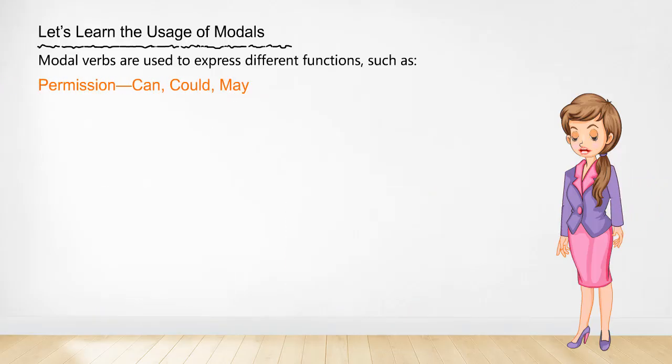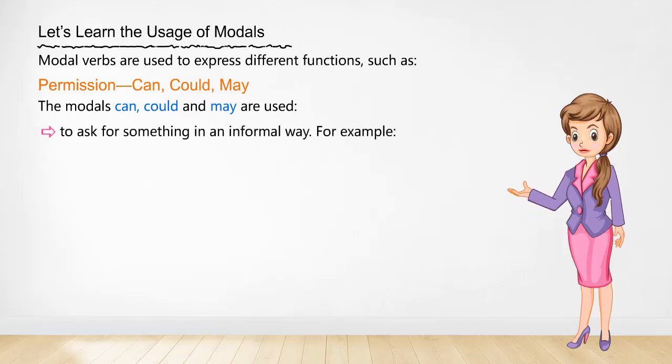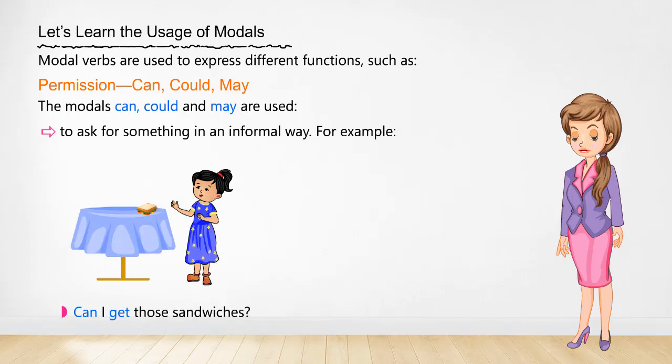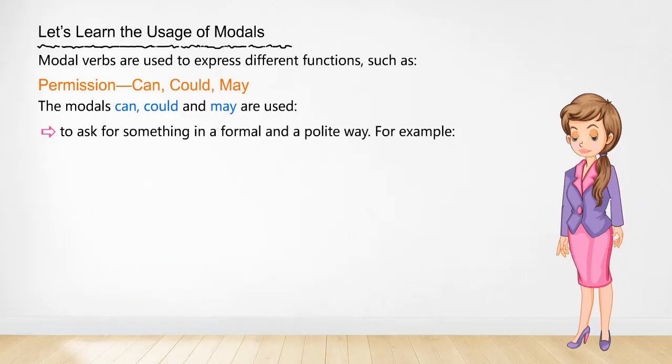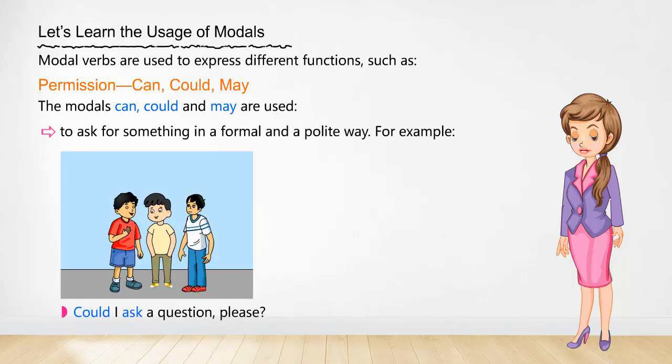Permission: can, could, may. The modals can, could, and may are used to ask for something in an informal way. For example, can I get those sandwiches? Can I go home now? To ask for something in a formal and polite way, for example, could I ask a question, please?